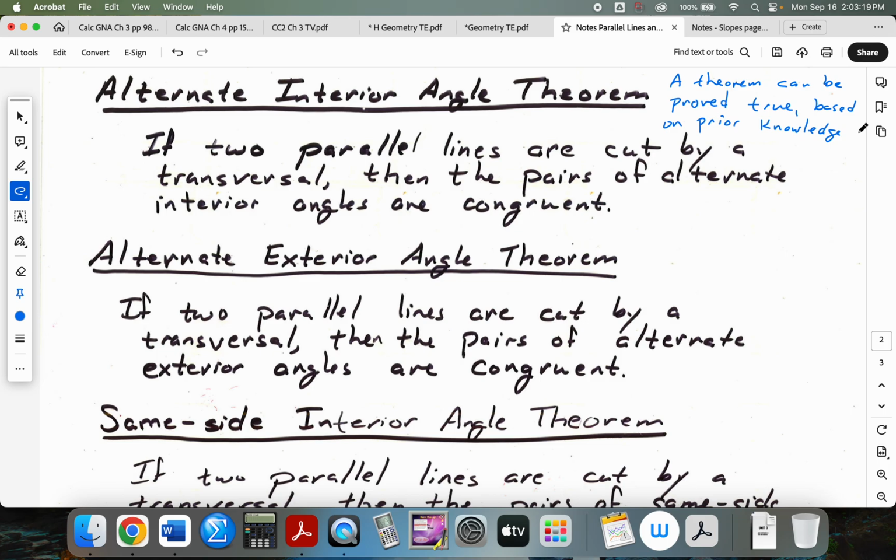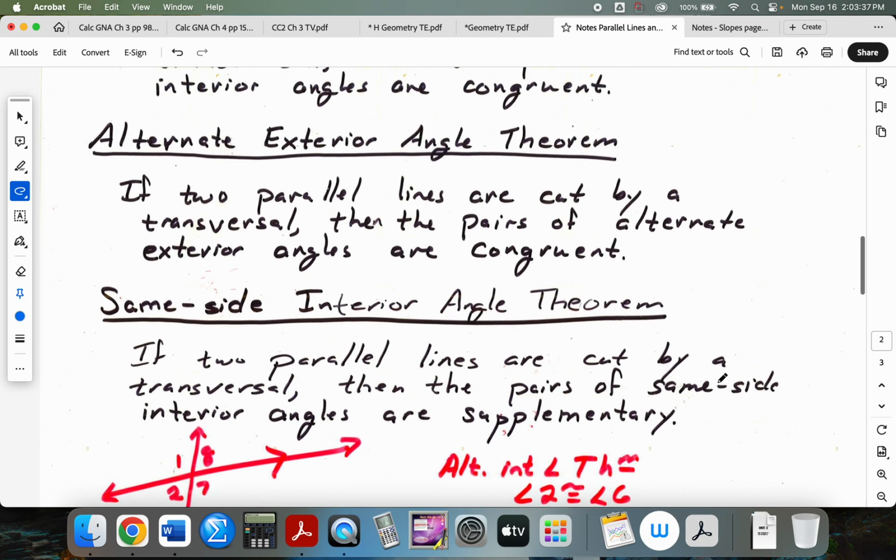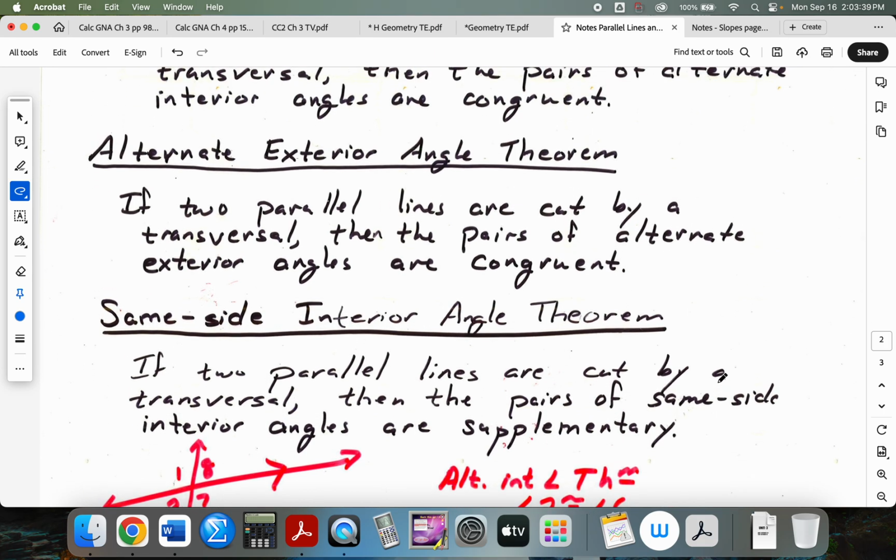So not only are the corresponding angles congruent when the lines are parallel, but if you have two parallel lines and a transversal, then the alternate interior angles are congruent. And so are the alternate exterior angles. The one that's different are the same side interior angles. If you've got two parallel lines that are cut by a transversal, then the same side interior angles are supplementary.